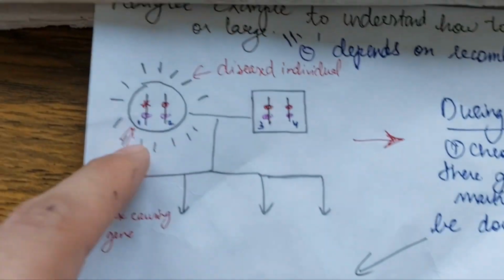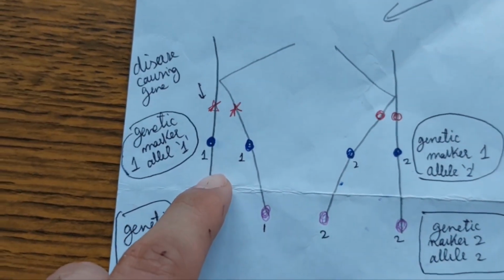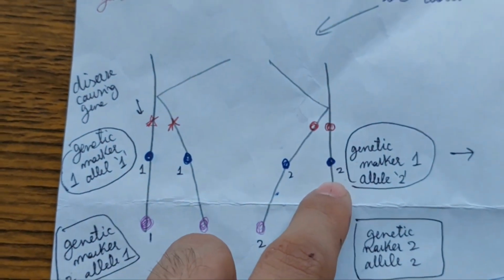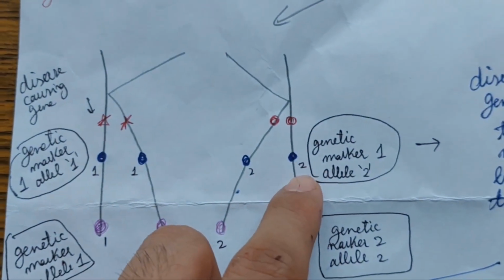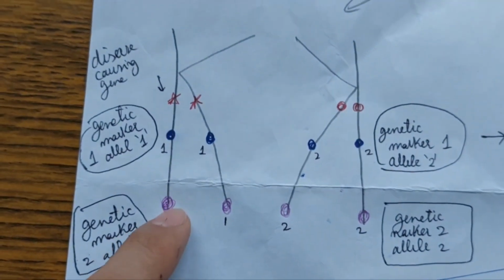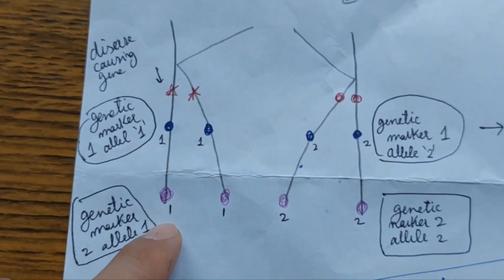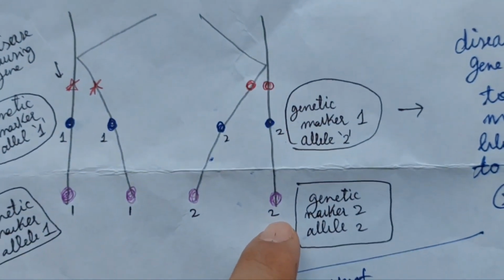And then we had the genetic marker here which we saw in purple. Here I have drawn them in blue. So this is genetic marker 1, and this is also genetic marker 1, but this is allele 1 of genetic marker 1, and this is allele number 2 of genetic marker 1. Then we have another genetic marker, number 2, labeled in purple color, and this is allele 1 of genetic marker 2, and this is allele 2 of genetic marker 2. Both of them are purple.